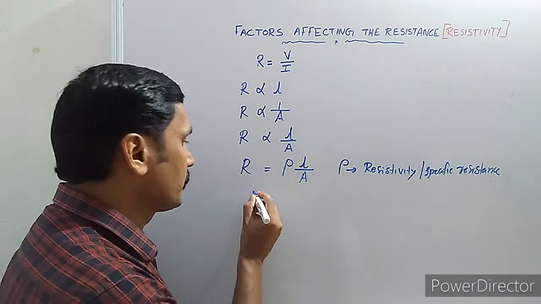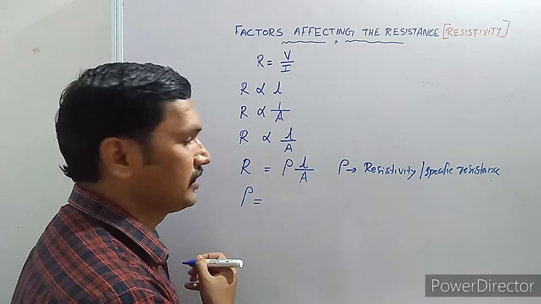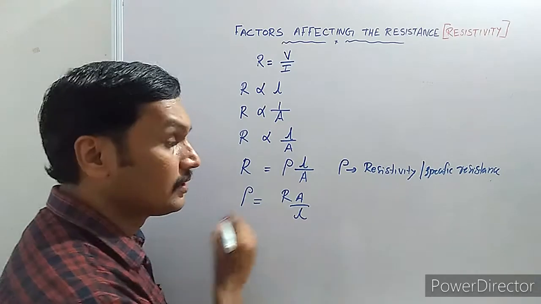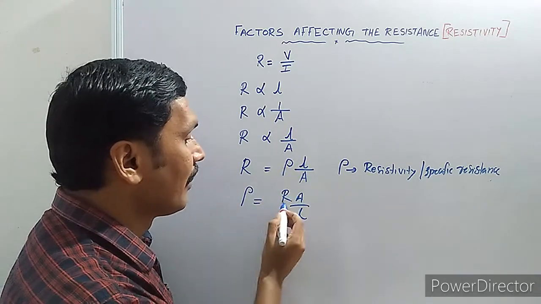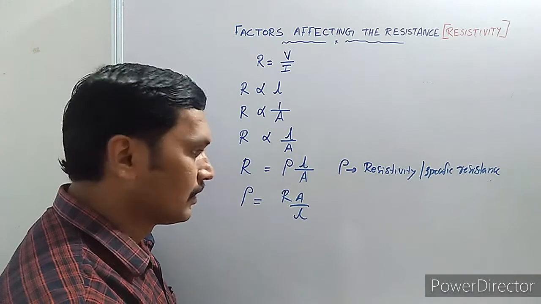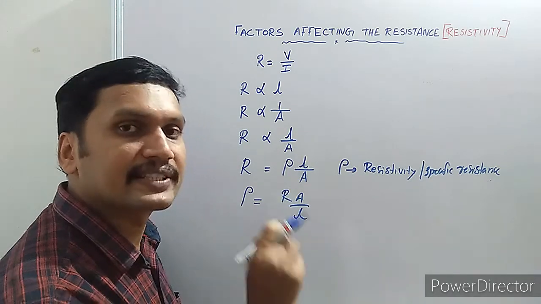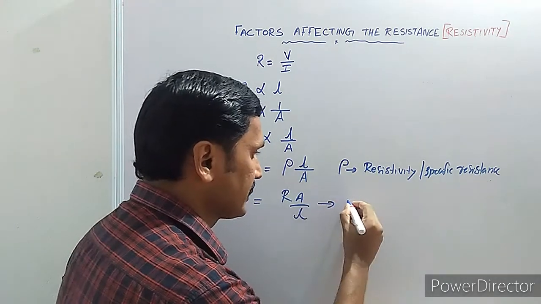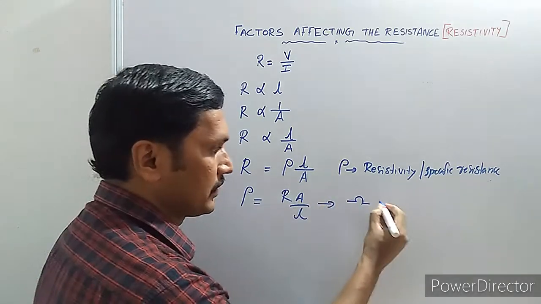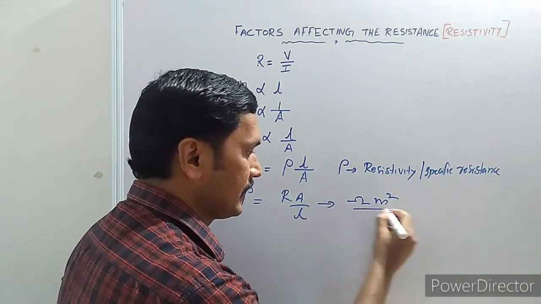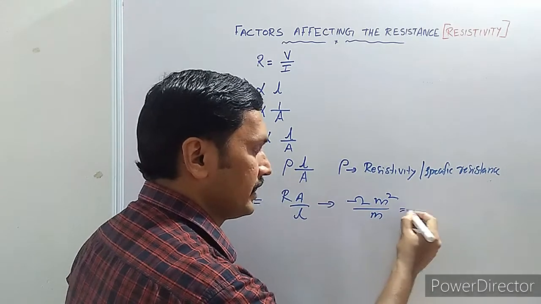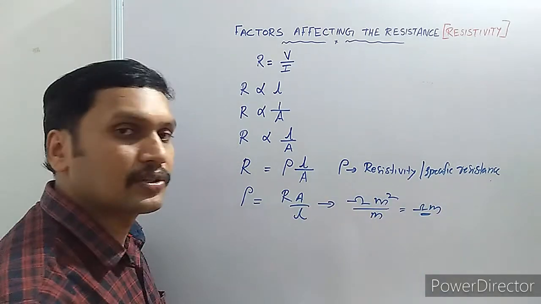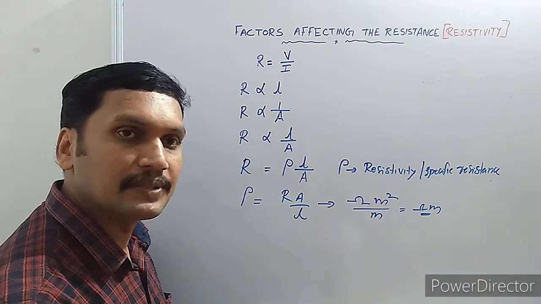If we write an equation for the resistivity, resistivity rho is equal to R into A by L. Now let us find the SI unit of this resistivity. We know that the SI unit of resistance is ohm, the SI unit of area of cross section is meter square and that of length is meter. So one meter gets cancelled, and ohm meter is the SI unit of resistivity.